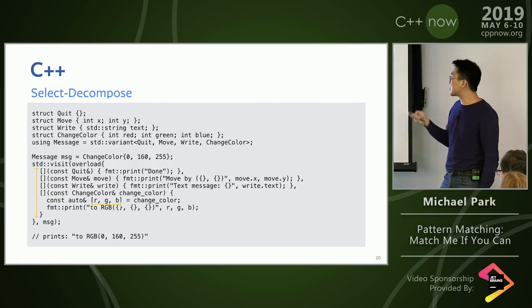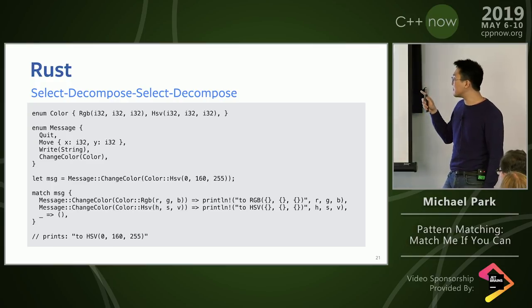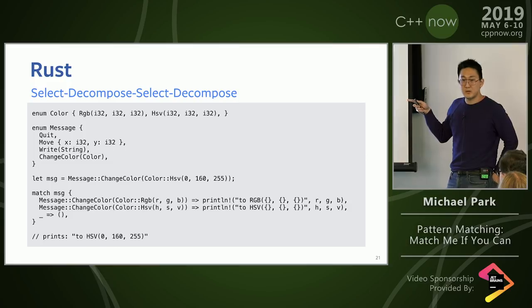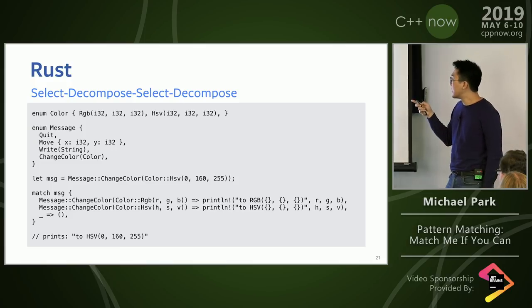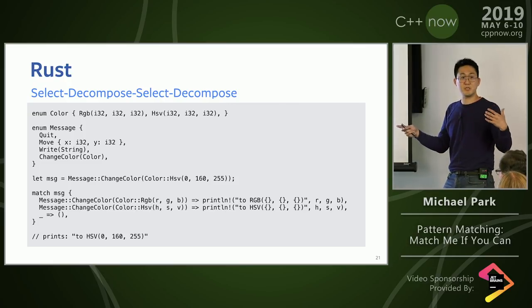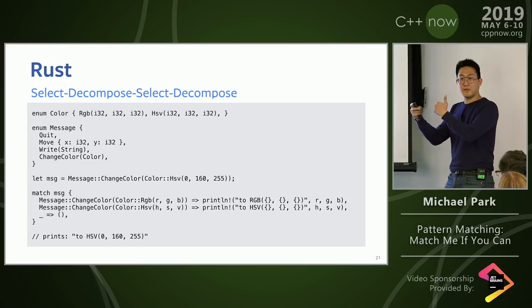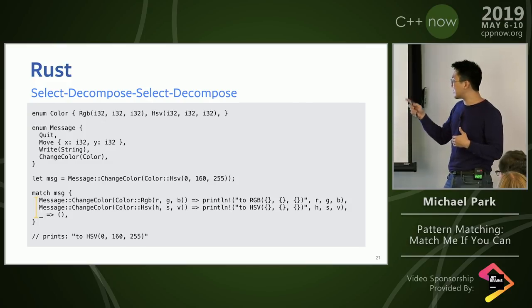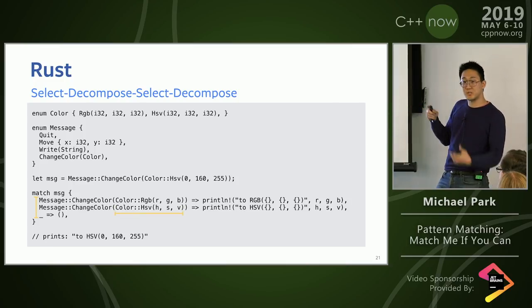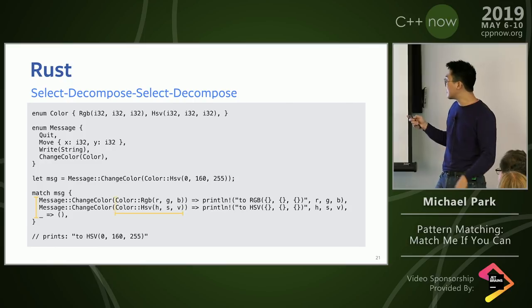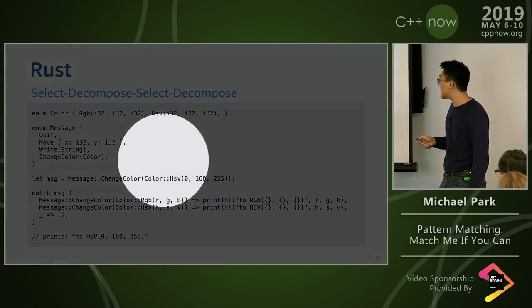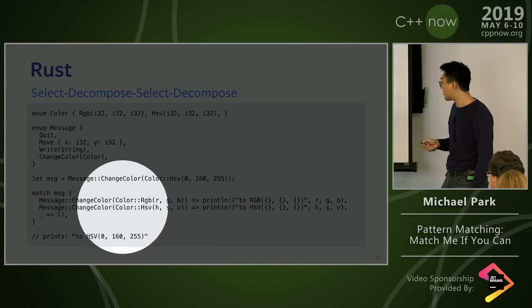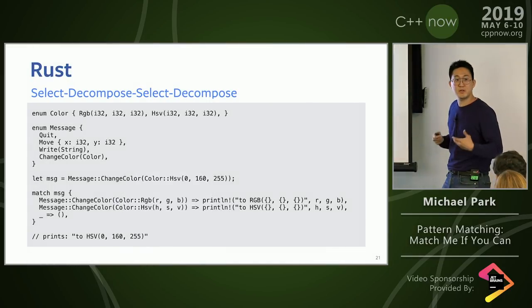And so this might not actually look too bad to you, but once we start doing more of them, right? So let's say that the change color command actually changes a color enum. And so it could be RGB or HSV, right? So in this case, we match on message again, and we're just describing the value that we want to see, right? We want to change color of RGB. And then get the pieces out, right? We're selecting that way. We're decomposing that way because change color actually stores a piece of data. We're selecting again, and then we're decomposing again, right? But the important part that I want to stress is that the value construction looks almost exactly the same as the pattern construction, and that's what makes it intuitive.